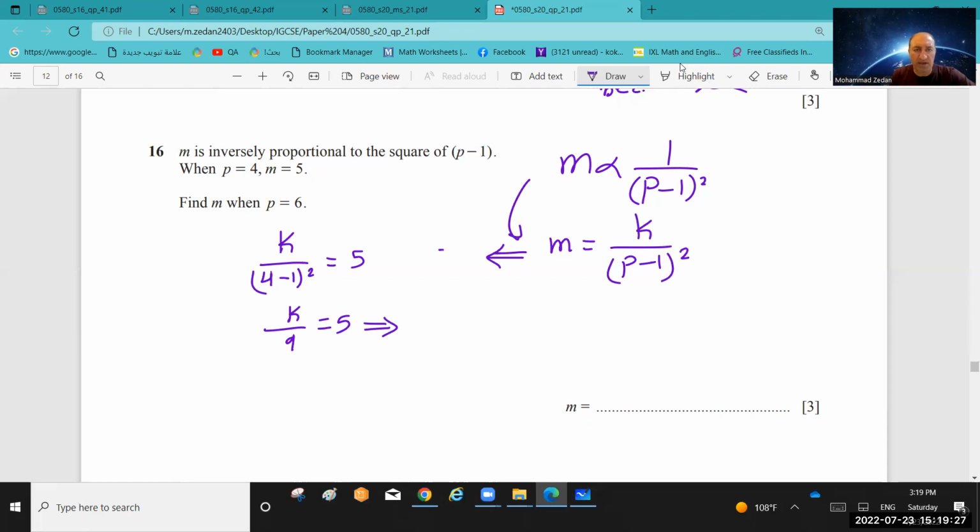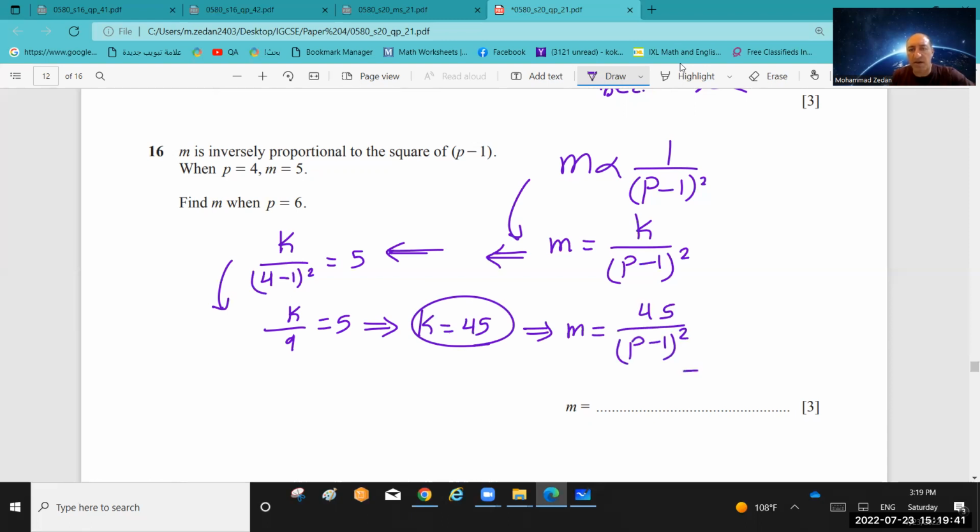So I multiply this way, and k is equal to 45. After knowing k, bring it back here. So m is 45 over (p minus 1) squared, and this is the relation between m and p. Okay, the question now: find m when p is 6.